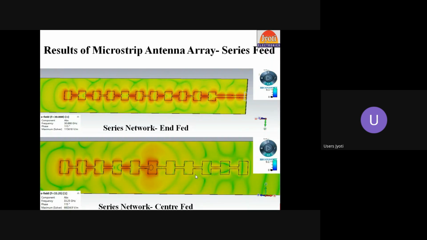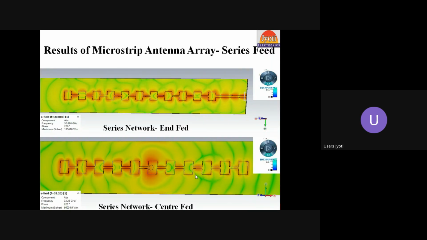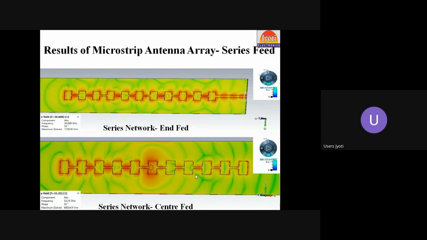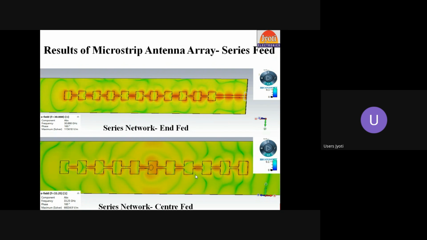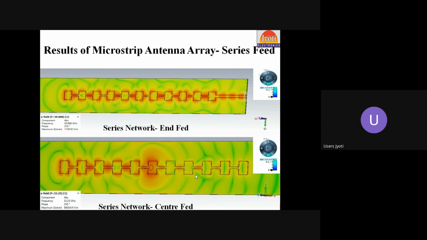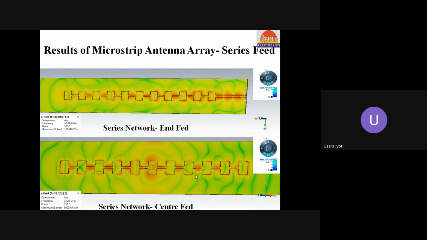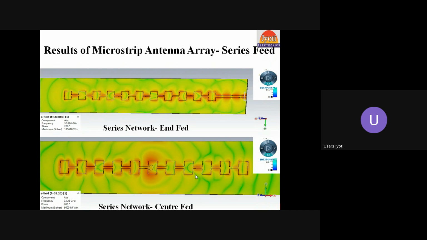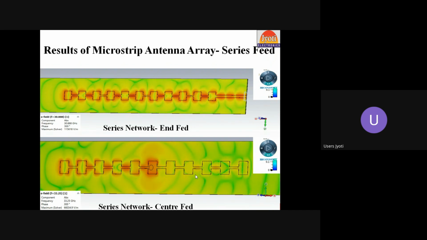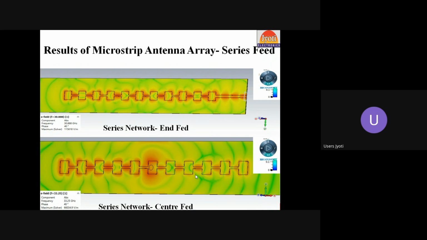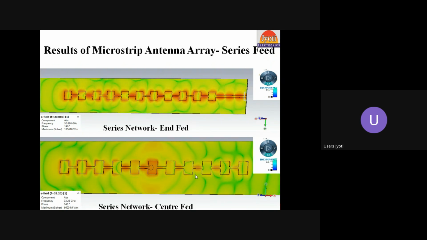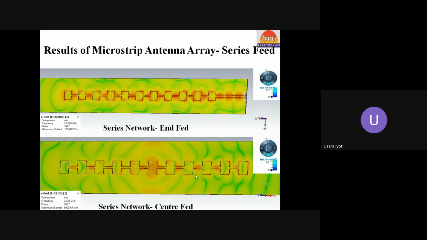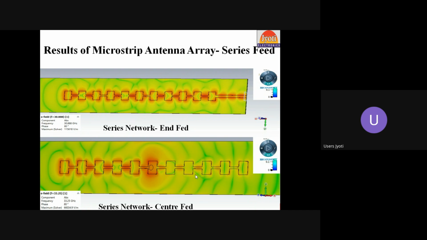Here is the electric field for the series end feed and the series network with center feed. They are both series networks. Also, we can see the parallel feed in the future. But here the series feed waveguide port is used in both. One uses an SMA connector like feeding network, and one uses the waveguide port. So how our electric field will be generated, you can see here.